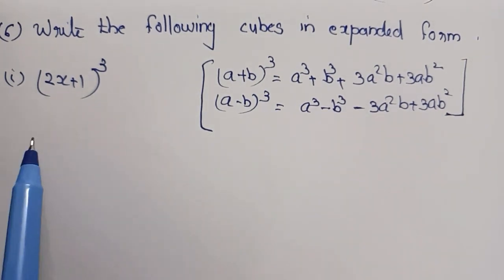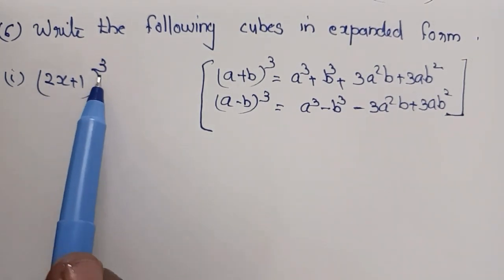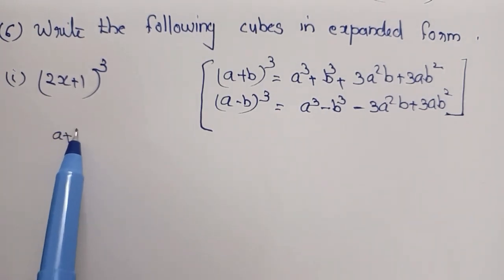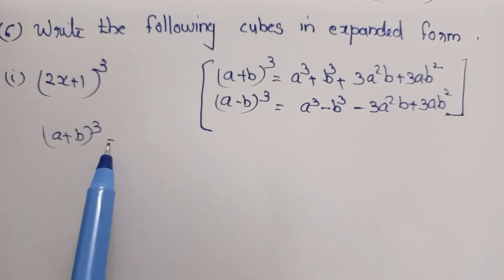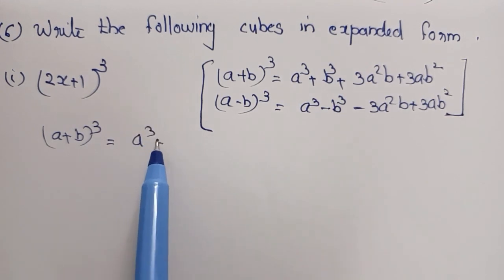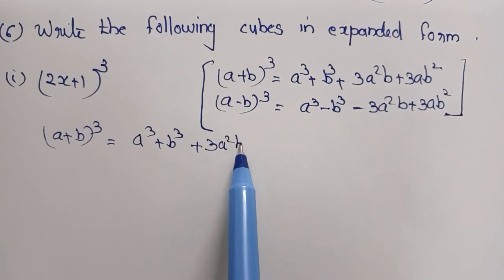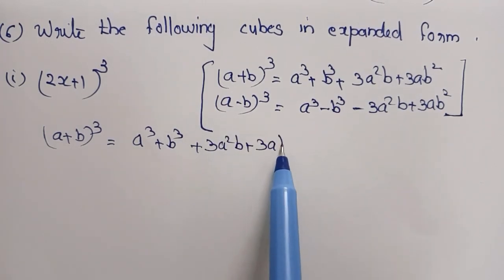Okay. First one, it is having (a + b) the whole cube form. So write the identity first, that is (a + b)³ = a³ + b³ + 3a²b + 3ab².